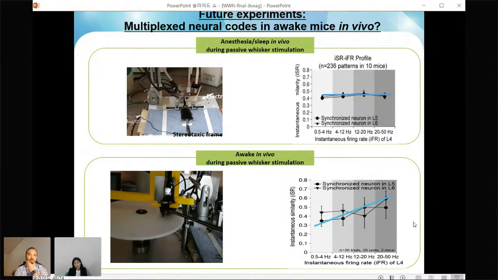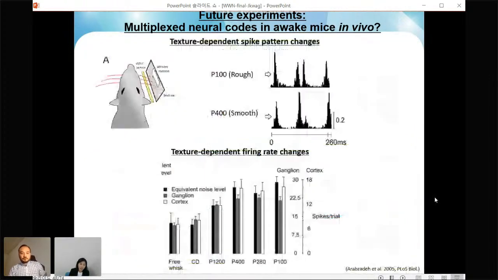So this means that in the awake state, different populations of PV and SST, as well as feed-forward and feedback inhibition, will be recruited to support the neural coding. But the most interesting will be to do this experiment in the awake state during active whisking, and also to see what will actually happen during sensing of different texture information in the awake state. There are already a lot of studies showing what happens when the whisker is detecting different roughness of textures. So P100 is a rough texture, and a higher number means a smoother texture. And many studies show that different texture presentation to the whisker causes different firing rates in the barrel cortex.